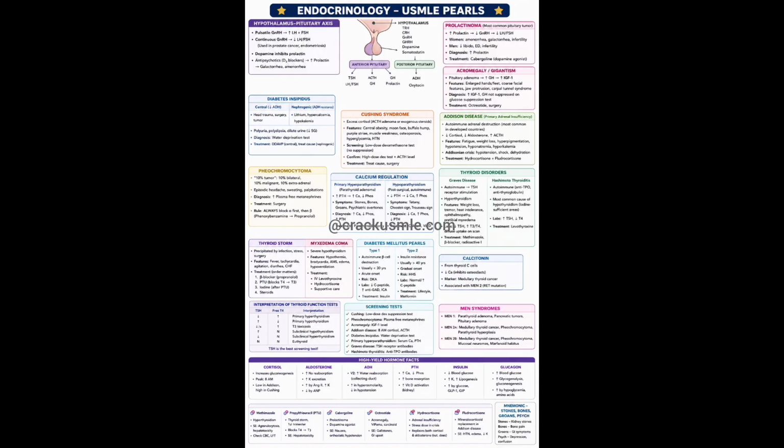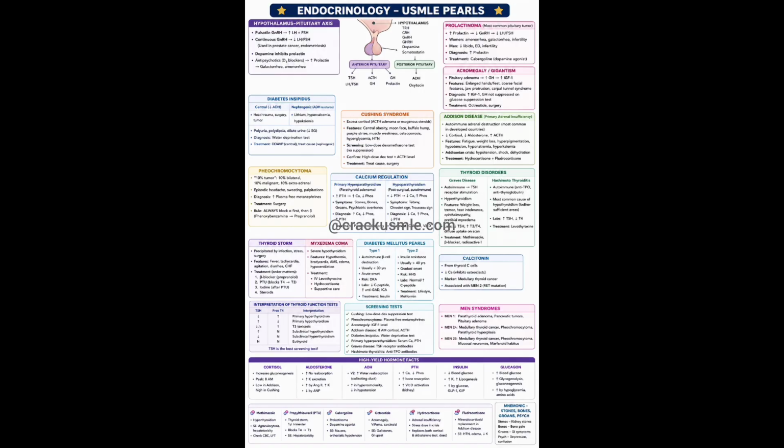Cushing syndrome is excess cortisol from either an ACTH adenoma or exogenous steroids. Patients have central obesity, moon face, buffalo hump, and purple striae. Screen with a low-dose dexamethasone test. Confirm with a high-dose test plus ACTH measurement. Treatment is addressing the cause, often surgery.